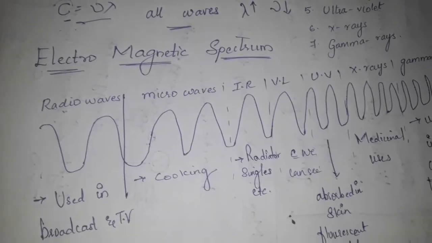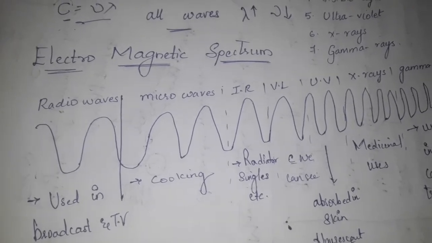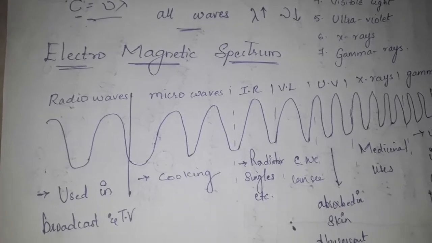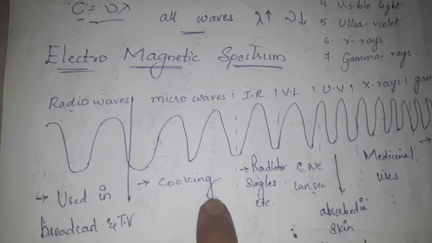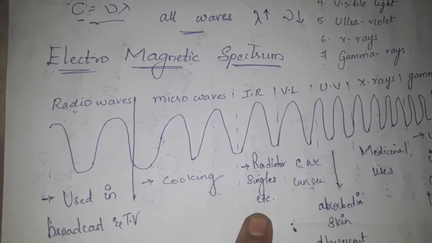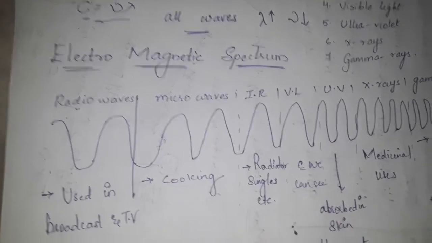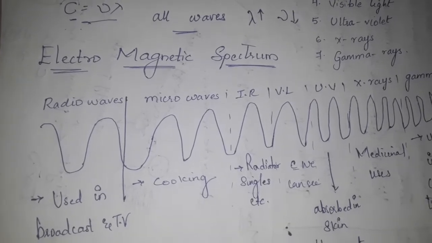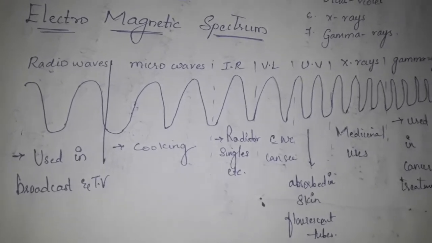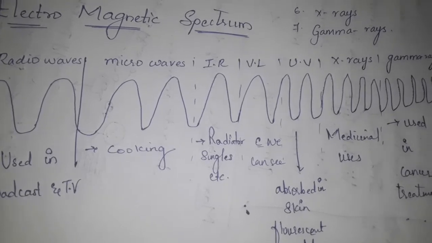Next, coming to microwaves, they are usually used for cooking purposes, like in our house we have induction stoves and microwave ovens. IR is used in radiators and signals. Visible light is whatever light we can see. UV rays are absorbed by our skin and may damage it, and they are used in fluorescence, like fluorescent tubes.